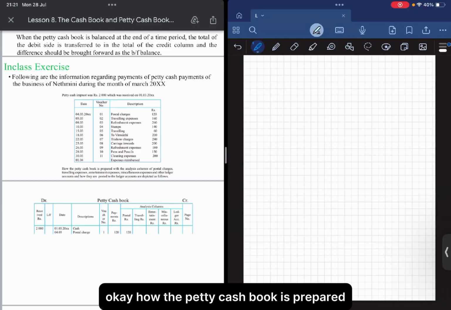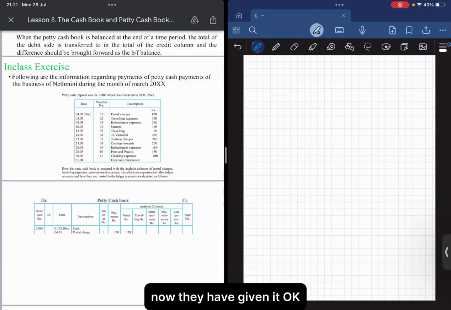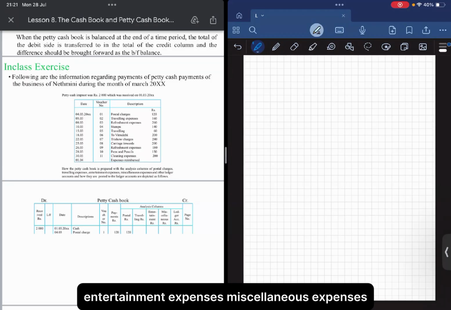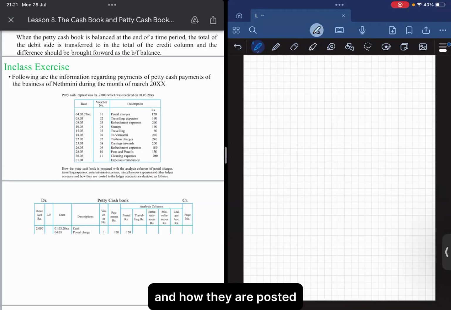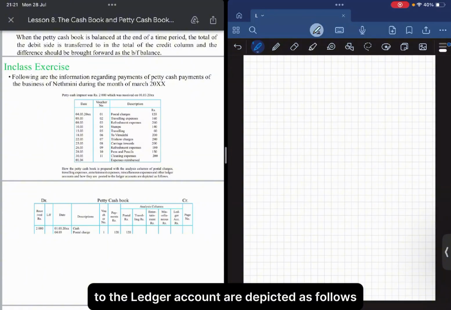Okay, how the petty cash book is prepared with the analysis columns of postal charges, traveling expenses, entertainment expenses, miscellaneous expenses, and other ledger accounts, and how they are posted to the ledger account, are depicted as follows.